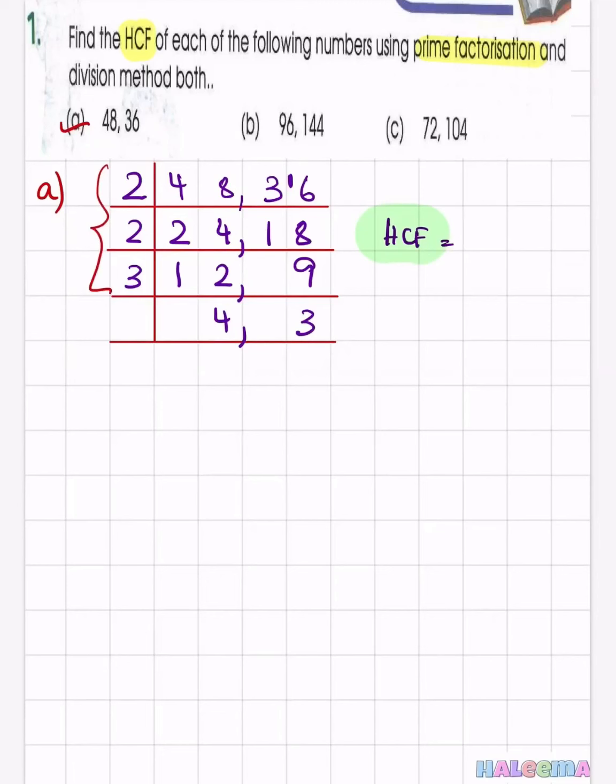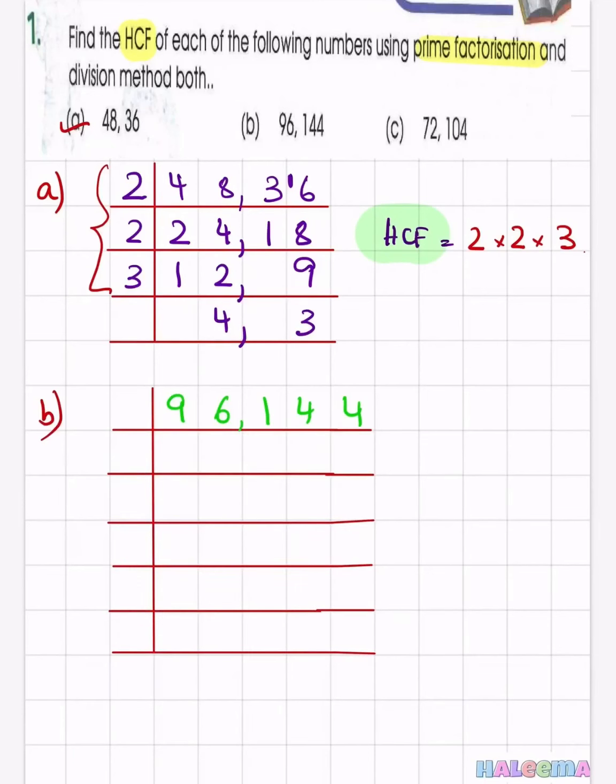You have to write the highest common factor of 48 and 36 is 2 times 2 times 3. This is it. You don't have to write 4 and 3 because they're not divisible by the same numbers. 4 is divisible by 2 and 3 is divisible by 3, so they don't have anything in common. I hope this is clear. I'm going to move on to part B now.